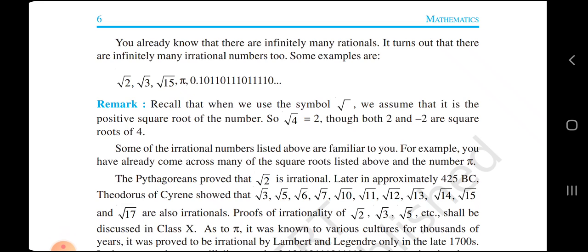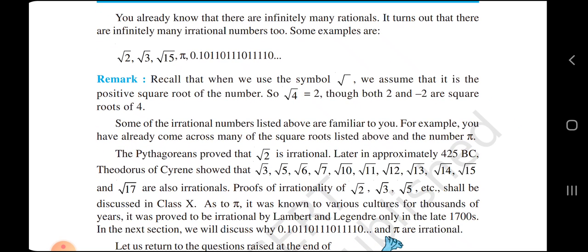Later, in approximately 425 BC, Theodorus of Cyrene showed that square root of 3, square root of 5, square root of 6, square root of 7, up to square root of 15, and square root of 17 are also irrational numbers. We shall discuss the proofs of irrationality of square root of 2, square root of 3 and square root of 5 in the 10th standard.